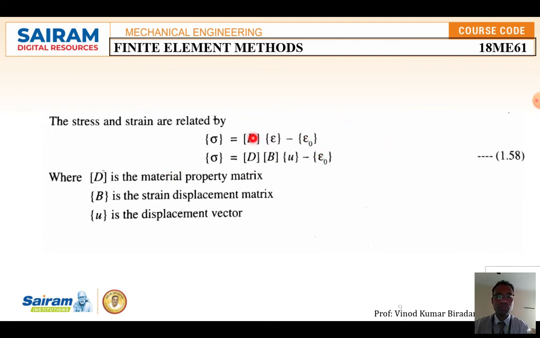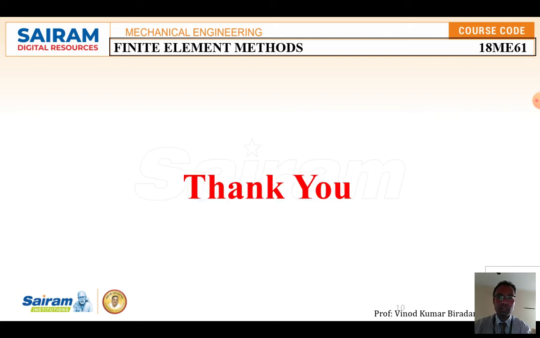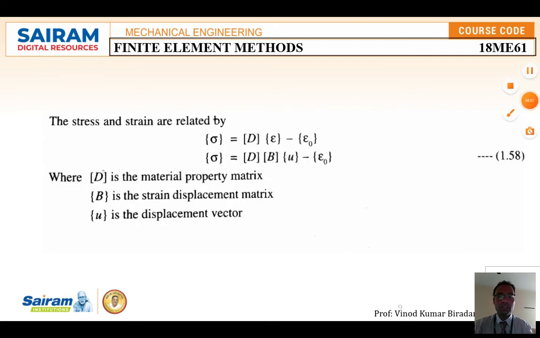So this equation you have to remember. They may ask you 4 to 6 marks: write a note on temperature effect. Here, capital D stands for the material property matrix, B is the strain displacement matrix, and U is the displacement vector. You have to remember these.